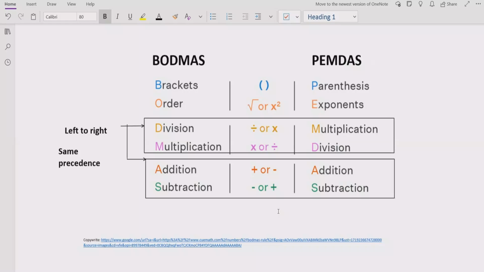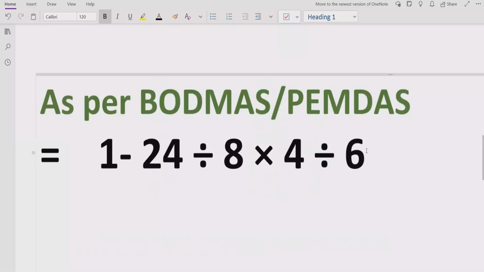Step number 3, you have to solve the division and multiplication or multiplication and division. So what you have to do, you have to go left to right in your expression and find out division and multiplication. Both have similar precedence, so you can solve any of them which is coming first. Similarly, for addition and subtraction, we have the same rule. We can solve addition first if it is coming first, and we can solve subtraction first if it is coming first. Now move forward to solve the given expression.